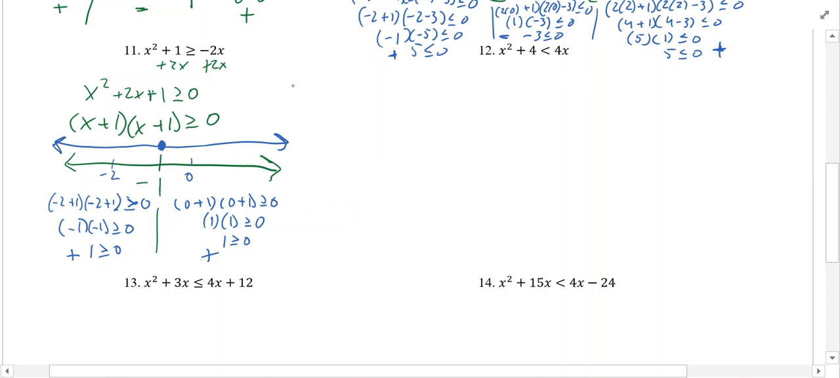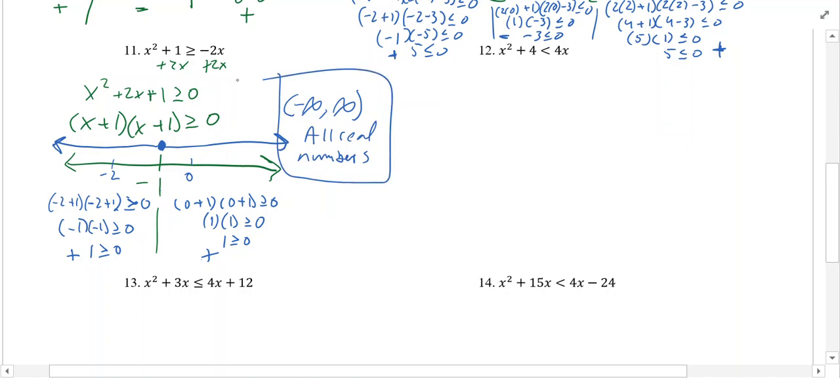And the way you write that is, so everything to the left is -infinity. This is included and it goes to the right to positive infinity. So we say parentheses, -infinity, comma, positive infinity. And in words, it would be all real numbers. Okay, so if everything is included, all real numbers.